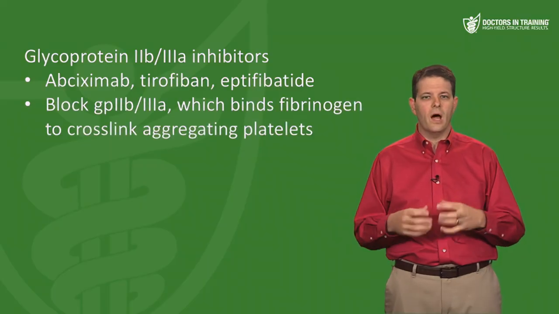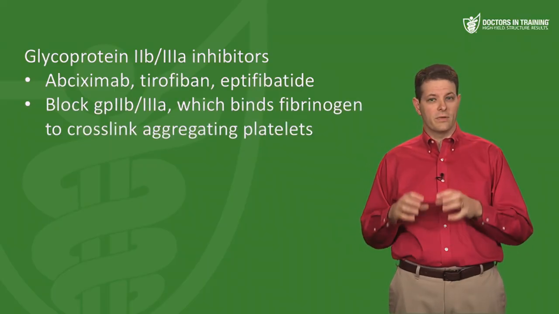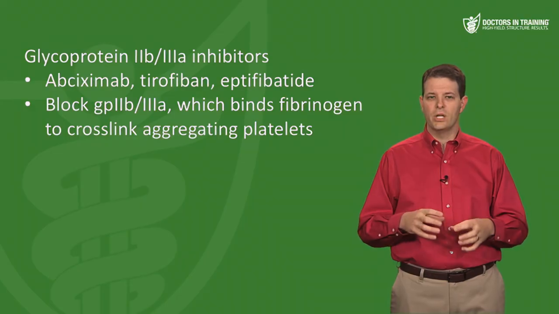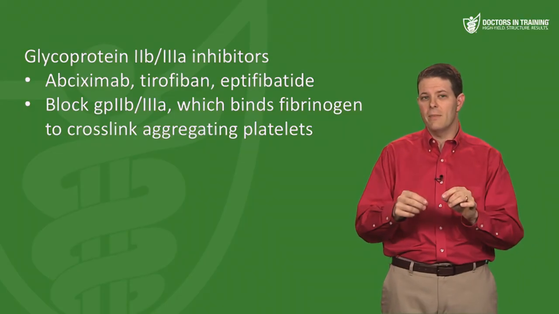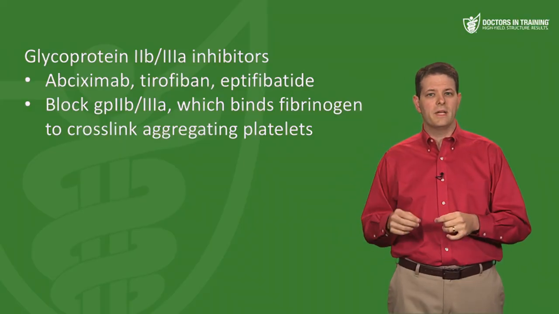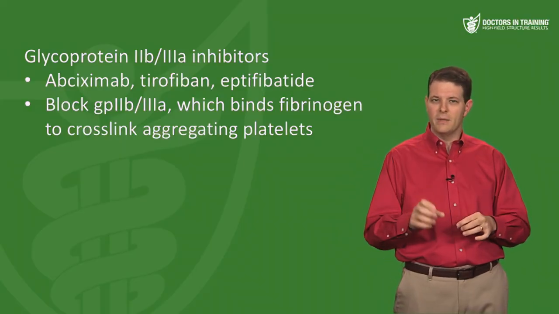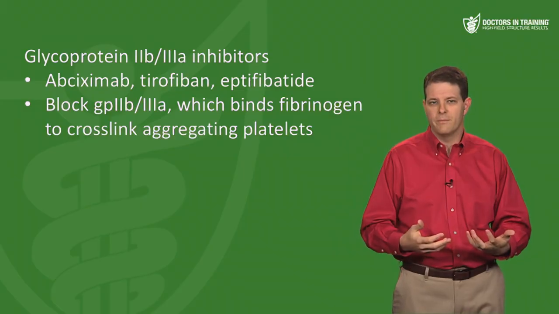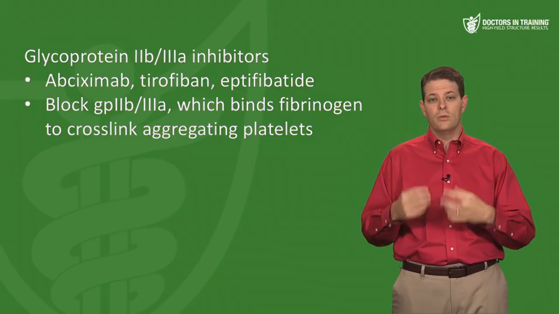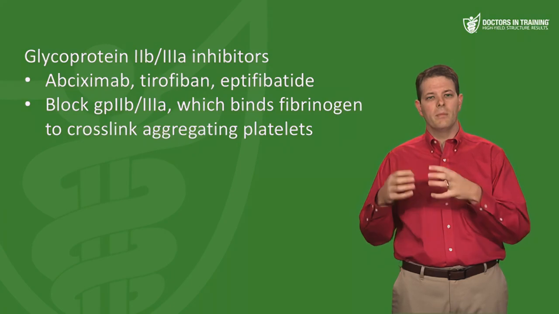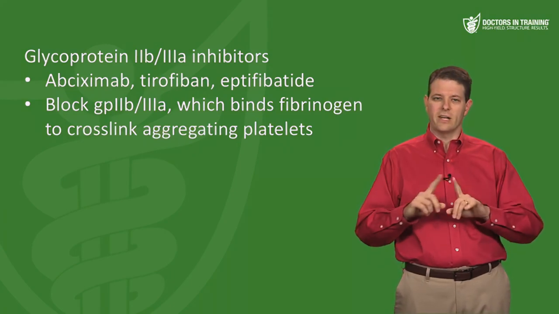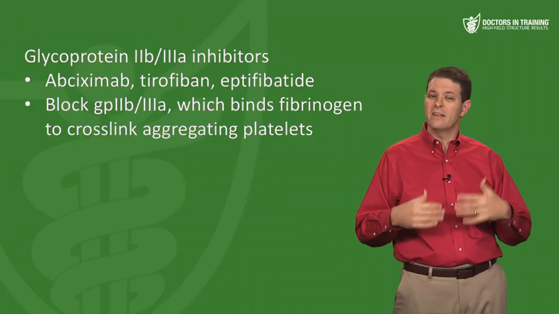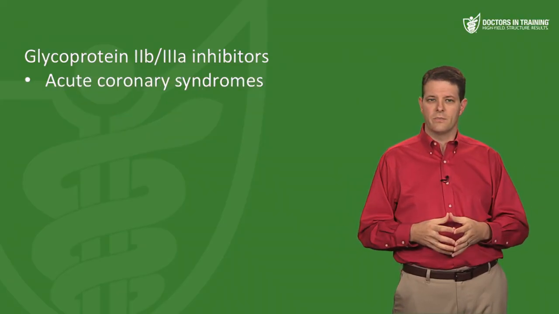So all these drugs block glycoprotein 2B3A, which was the surface molecule that binds to fibrinogen to cross-link the aggregating platelets. And make note that tirofiban and eptifibatide both contain the letters FIB right in the middle of the name, and that's going to remind us of fibrinogen. So the end result of blocking 2B3A with these drugs is that you inhibit platelet aggregation, similar to the way clopidogrel works, but these actually act on a totally different receptor and at a different step in the process.